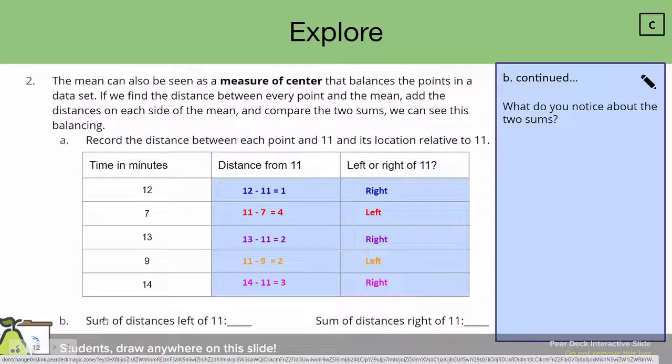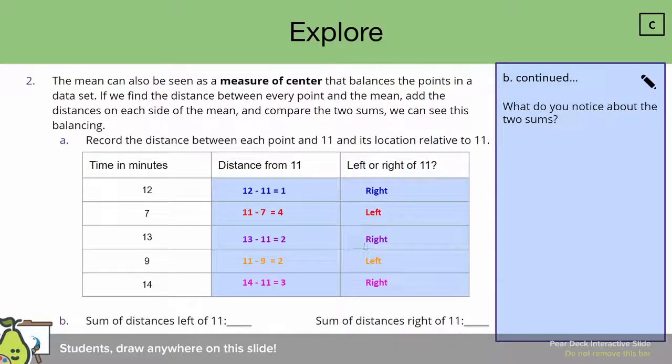Part B says sum of distances left of 11. So what I want you to do is to please pause this video. Look at all the times in the table the word left pops up and find the corresponding distance to the word left, and then we're going to find the sum. So please pause this video and let me know what you get.